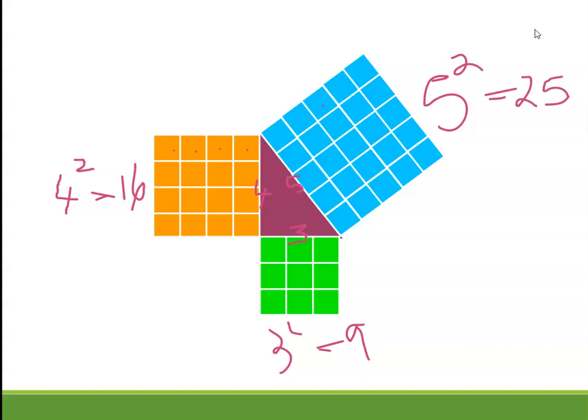Now let us observe. Remember that the slant side is the longest side on the triangle, right? The hypotenuse. And the square of its length is 25. Now if you look at the squares of the lengths of the short sides, and we check it out, 16 plus 9 is equal to 25. Alright, take note of that.